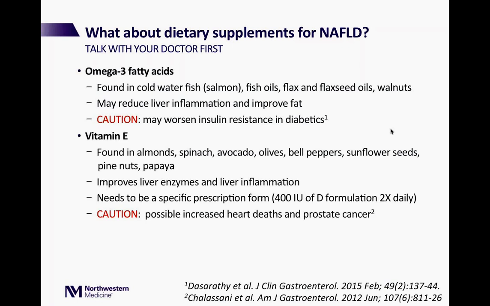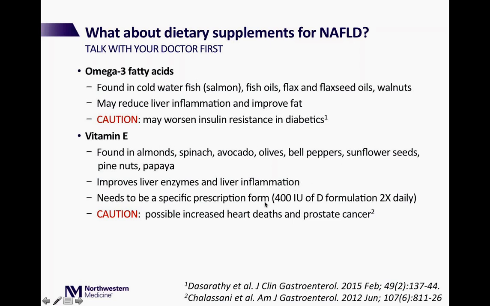The second one I'll mention is vitamin E. This is found in almonds, spinach, avocado, olives, particularly green olives, bell peppers, sunflower seeds, pine nuts, and papaya. And this has been shown to improve liver enzymes and liver inflammation across multiple studies now.